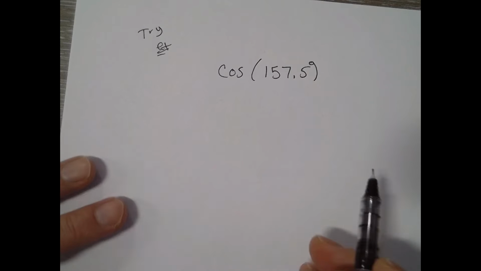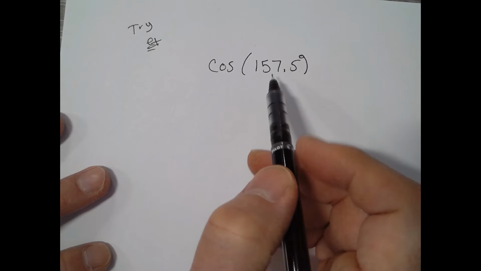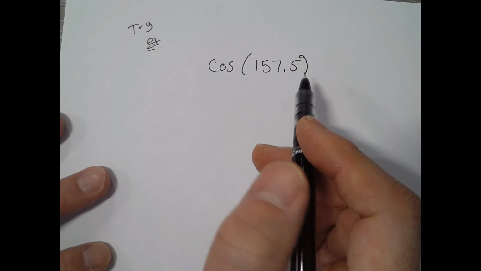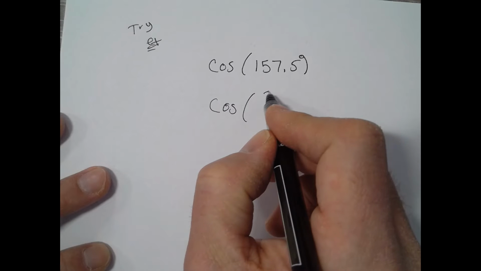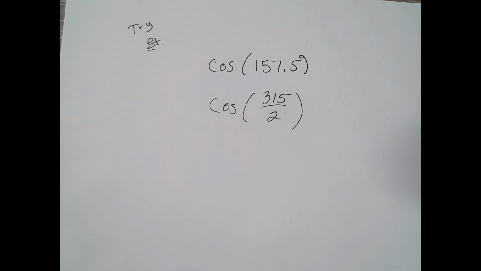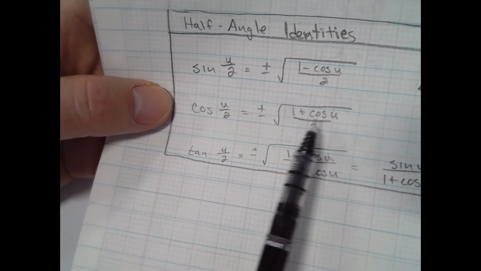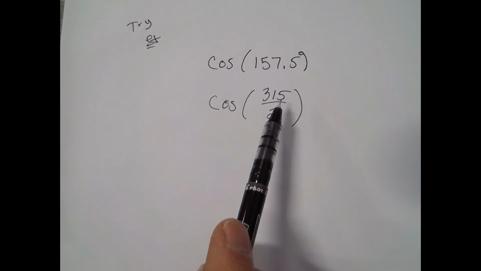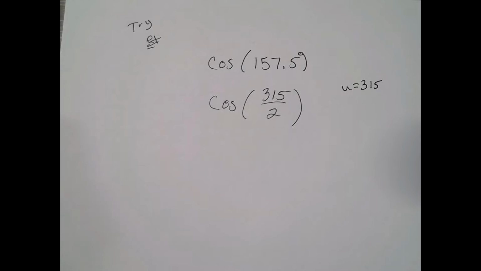Okay, so if we're struggling with 157.5, we clearly don't know the cosine of 157.5. If you double that, you get how much? 315. Good. So we're going to first write it as 315 over 2. And then using our Carl, what would our u be? This u is something that we should know the cosine of. So our u is 315. You might want to write that. So the next step would be to grab the formula and figure out whether it's going to be positive or negative.